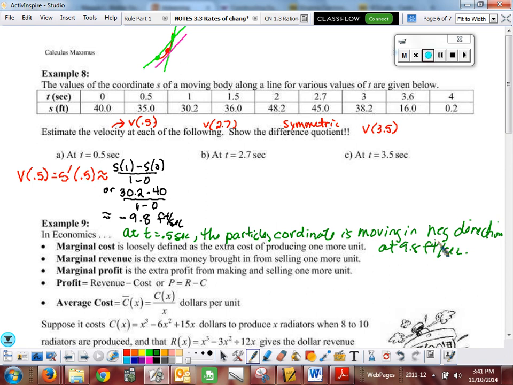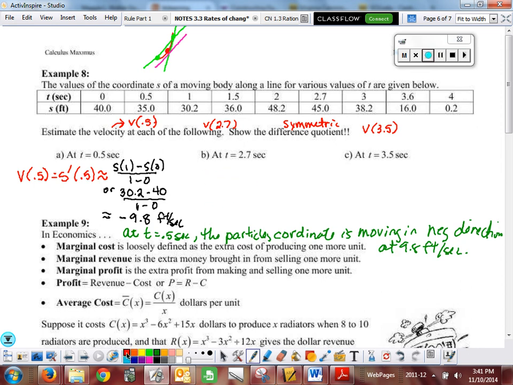So that's why I used the terminology moving in the negative direction, whatever that direction happens to be. So here's the when, the what, and which way, and how much with your units. Right? And then the rest of this is fairly straightforward. B is essentially the same thing.